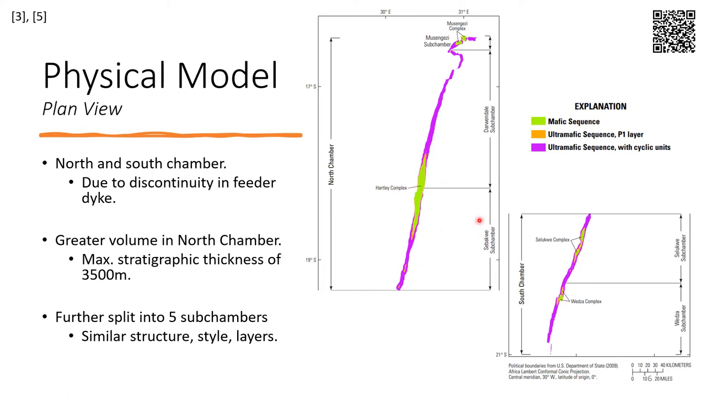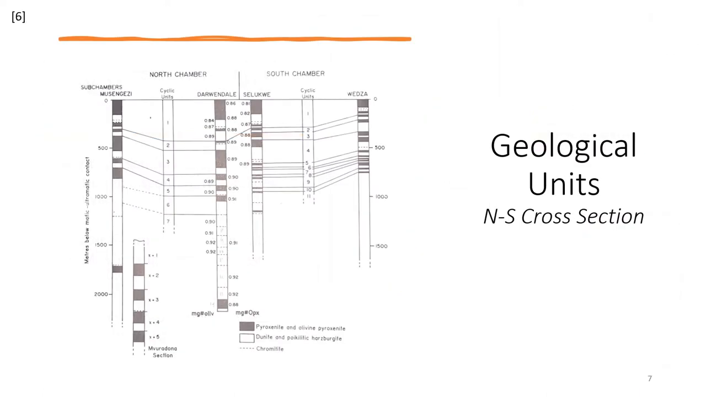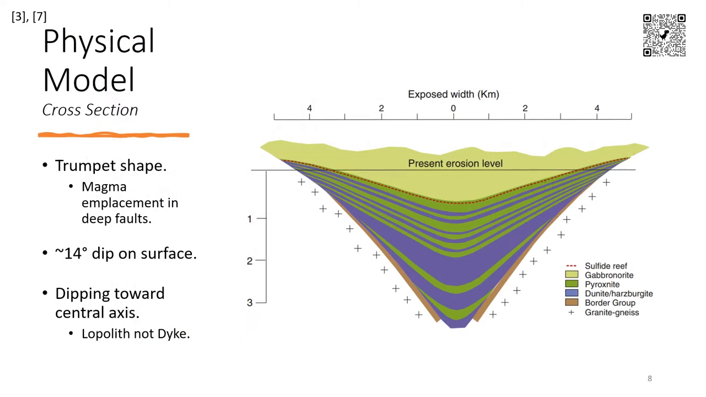The subchambers are based off similar style, structure, and layers, and the complexes, you'll notice, all have this mafic sequence at the center. Here I've included a cross-section for reference, and you can see the subchambers labeled across the top and connected by interpretation. Now let's look at this cross-section from ground-penetrating radar.